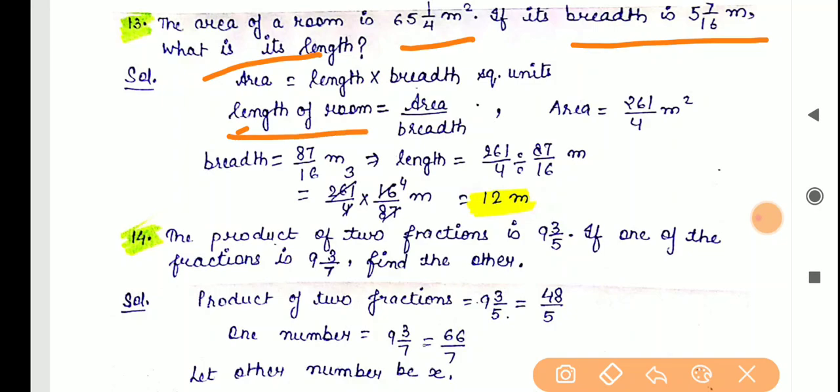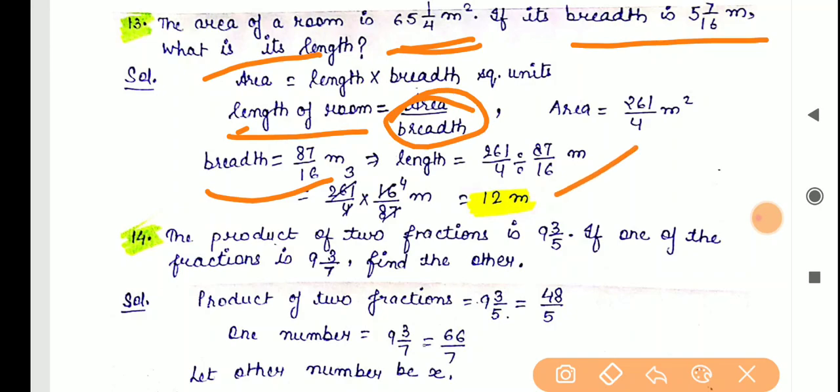Here a room is written, but it is a rectangular room because length and breadth are given, so we can understand it is a rectangular room only. So length is area by breadth, that is the formula. Area is 261 by 4 meter square when we change it into a fraction, and breadth is 87 by 16 meter. Length will be, we will divide it according to the formula, 261 by 4 divided by 87 by 16 meter.